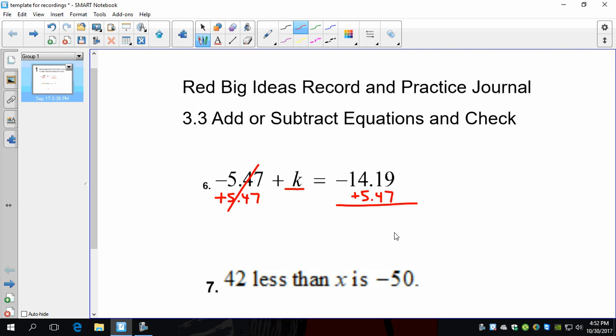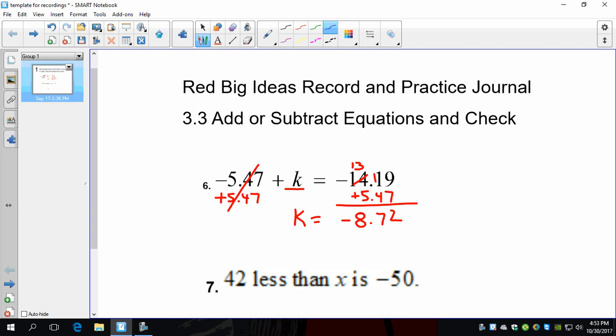Now, what we have to do though is we have different signs. Because we have different signs, technically we're going to subtract, because we have negative 14.19 and we're adding 5.47. So we're just going to subtract. 11 minus 4 is 7, 13 minus 5 is 8, and then 8.72, but remember it's going to be negative because negative 14.19 is bigger than 5.47. So what we have just found is k is equal to negative 8.72.